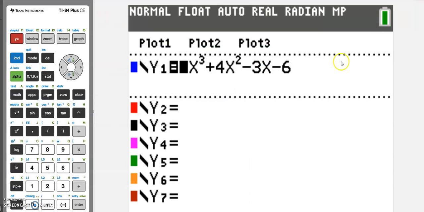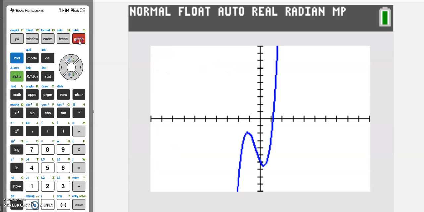So in my calculator, what I've already done here is I've gone to the y equals menu and typed in the 3x cubed plus 4x squared minus 3x minus 6. And there is a built-in solver on this calculator that you can use through your apps. And if you know how to use that, great. I personally like to use this visual technique as another approach of being able to figure out the answer to this equation. So we're going to go ahead and press graph.